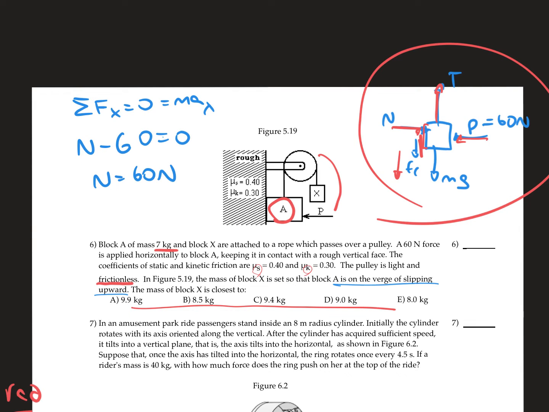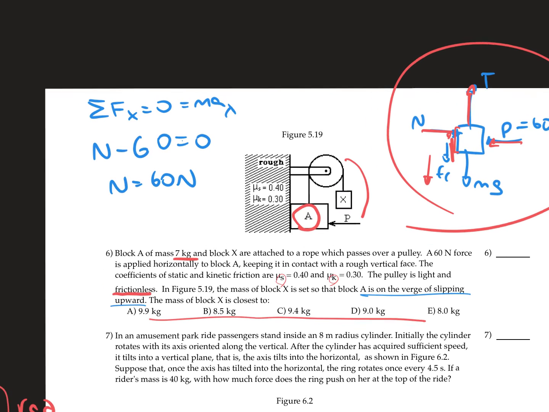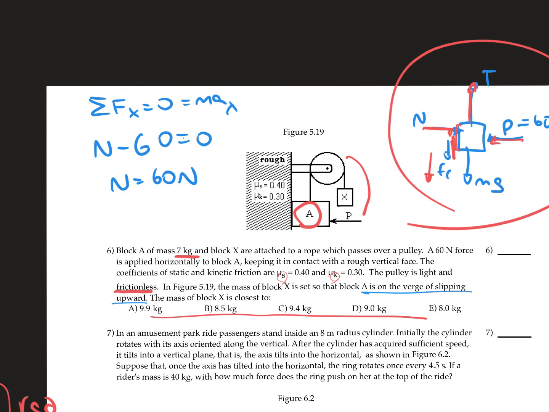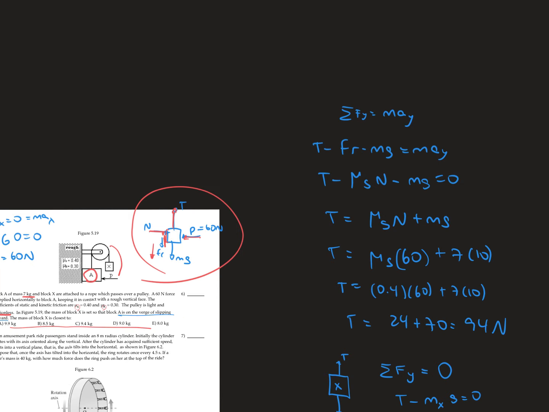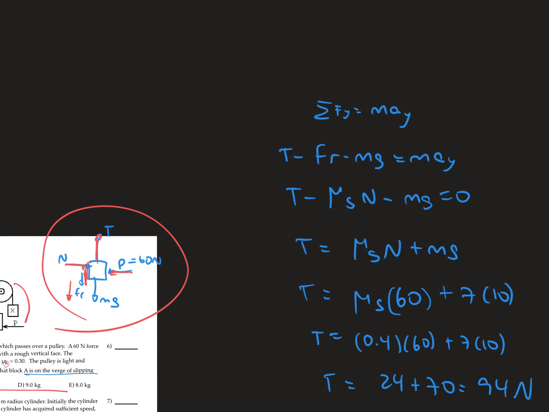Next we're going to do the sum of the forces in the x direction and the y direction. In the x direction, we have N minus 60 equals 0. In regards to the sum of the forces in the y direction, we have T minus friction minus the weight. Why is it minus? Because both of them are going downwards. And that's equal to m times the acceleration in y, which is 0.